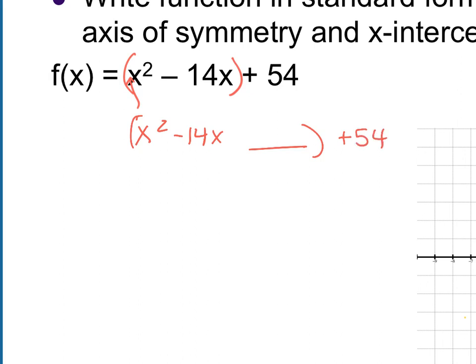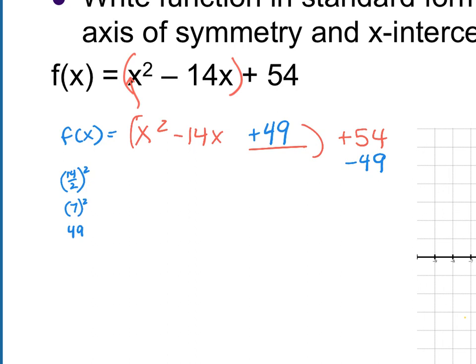So to do that, I take 14, I divide it by 2, and then I square it. 14 divided by 2 is 7. 7 squared is 49. I'm adding that inside the parentheses and subtracting it outside the parentheses, because I have to balance that side of the equation. I can't just add something without balancing it out. With me so far? So what we've just done is make that a perfect square trinomial.